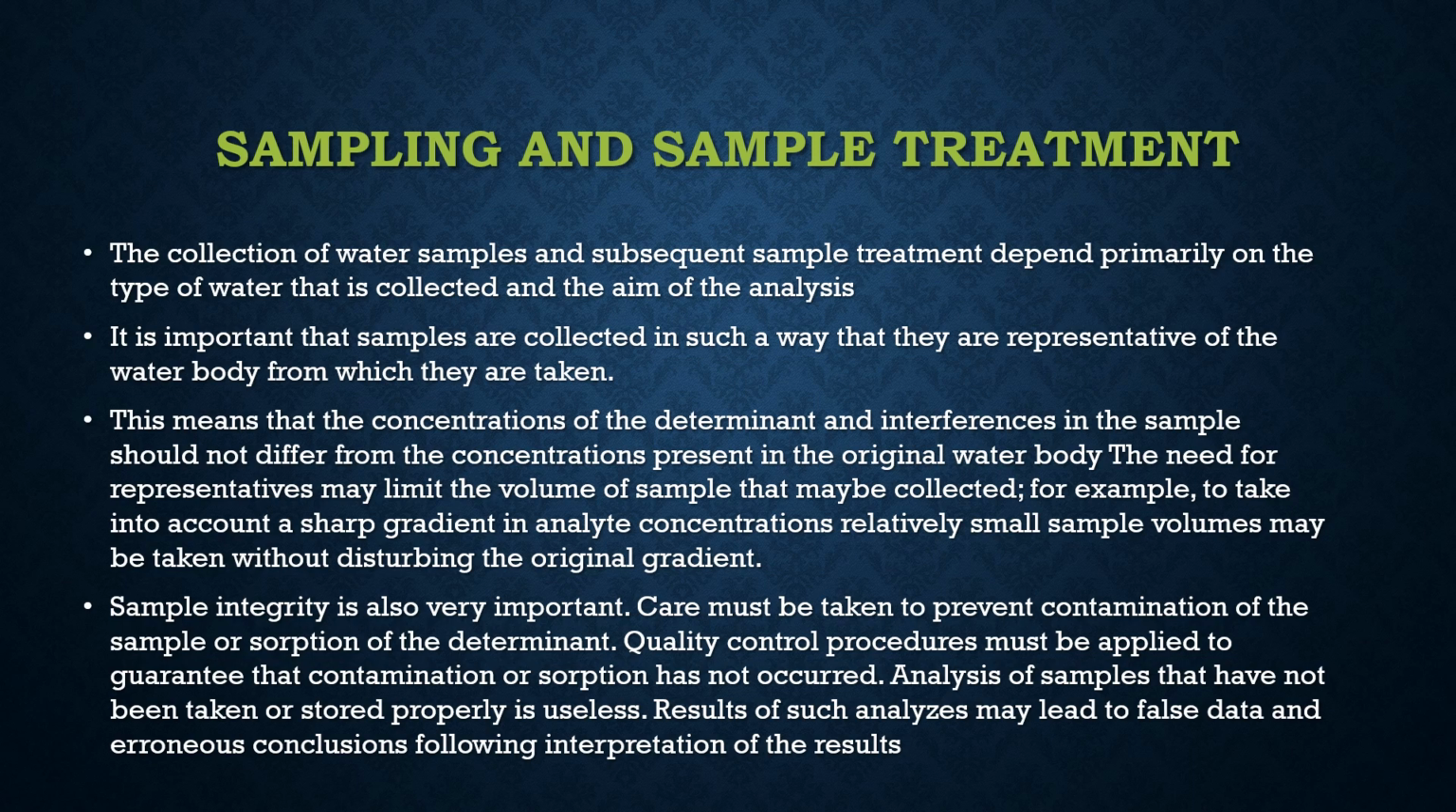Sampling and sample treatment. The collection of water samples and subsequent sample treatment depend primarily on the chemistry of the water collected and the aim of the analysis. It is important that samples are collected in such a way that they are representative of the water bodies from which they are taken. This means that the concentration of the determinant and interference in the sample should not differ from the concentration present in the original water bodies.